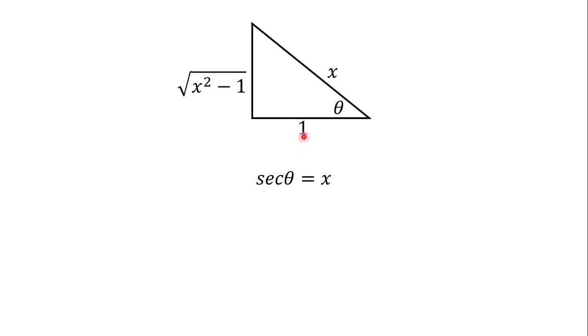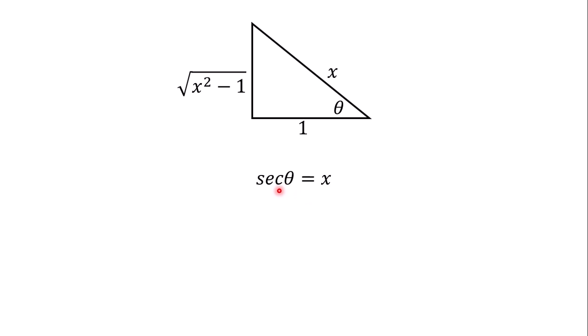Though cosine gave us 1 over this, if you want to find x, it's going to be x cos theta is equal to 1. Then we divide both sides by cos theta and we get x is equal to 1 over cos. 1 over cos is what? The secant. So if you want to take the secant directly from here, secant is equal to hypotenuse over adjacent. So secant is equal to this side over this side.